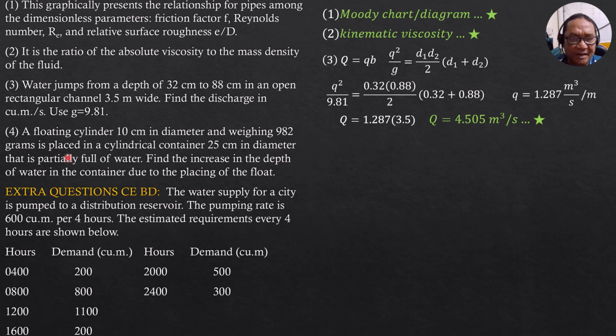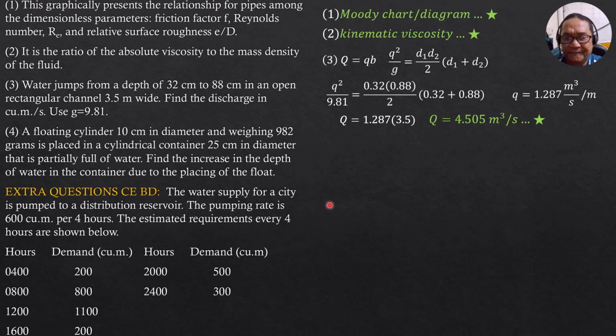Problem 4. A floating cylinder 10 centimeters in diameter and weighing 982 grams is placed in a cylindrical container 25 centimeters in diameter that is partially full of water. Find the increase in the depth of water in the container due to the placing of the float.